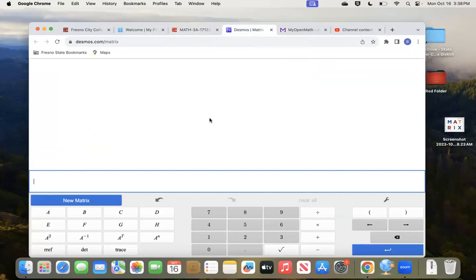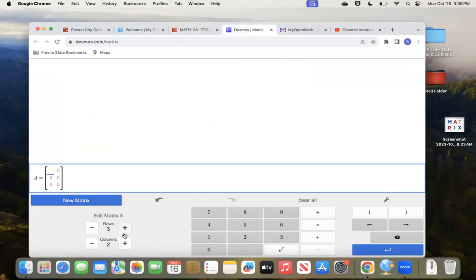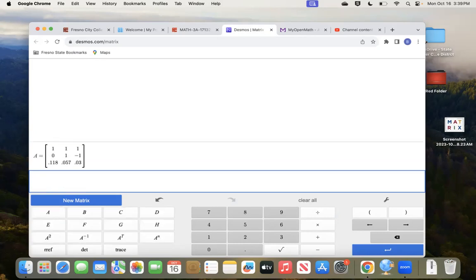So I just need to put in the original matrix. I'll click new matrix, and I've got to make the row bigger and column bigger. It's a 3 by 3. What was that original matrix? It was 1, tab, 1, tab, 1, tab, 0, tab, 1, tab, -1, tab, 0.118, tab, 0.057, tab, 0.03. Enter. There's the first matrix.